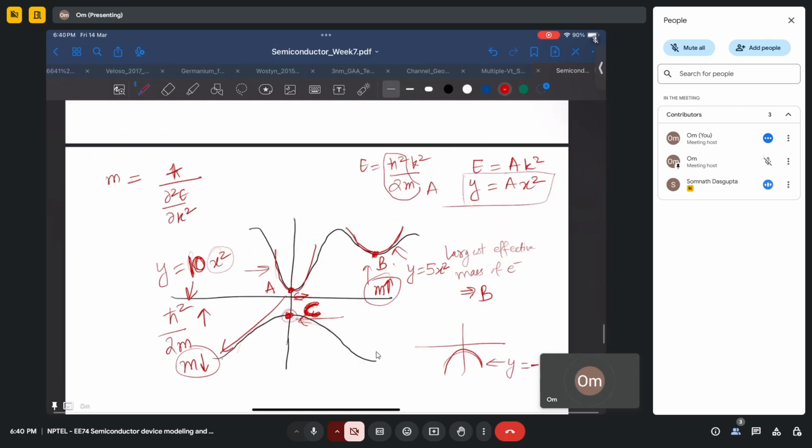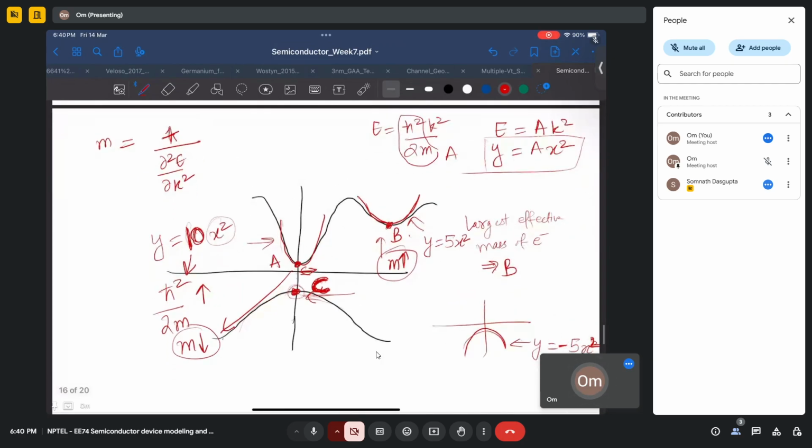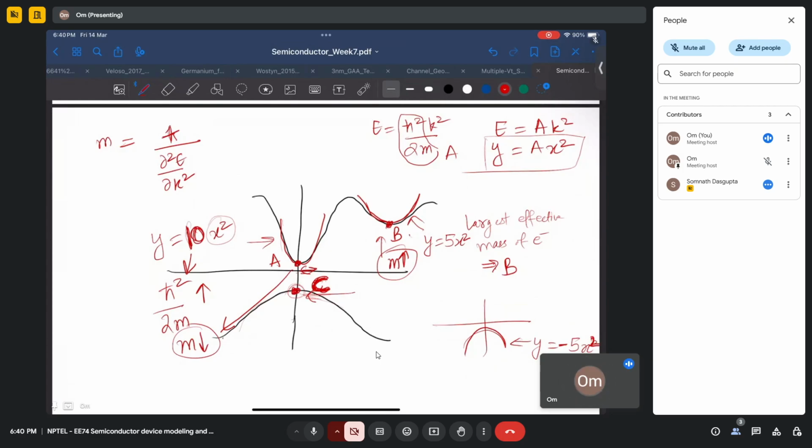So this is also called the parabolic mass approximation, and you can use this parabola theory if you get some questions like this to compare the effective masses. This theory of parabolic effective mass, like trying to fit a parabola, is used to determine the relations between different effective masses at different points.